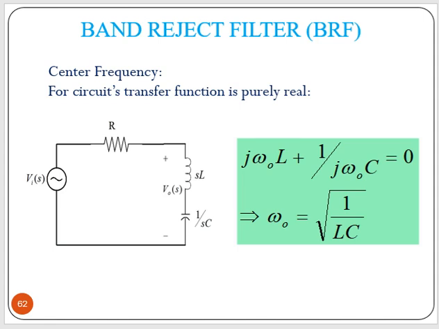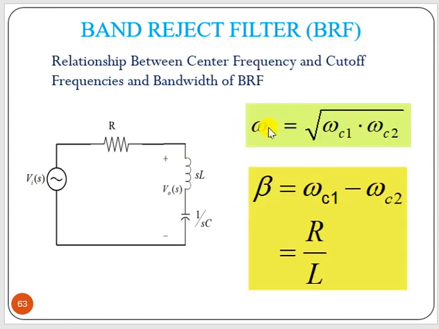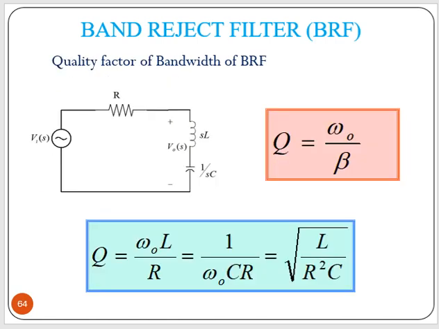The center frequency is nothing but the point where the capacitor and inductor reactances cancel each other. According to that, you will get omega 0 equal to root of 1 by LC, and similarly omega 0 is root of omega C1 into omega C2. Bandwidth is nothing but R by L. And quality factor is omega 0 by bandwidth beta, or omega 0 L by R.